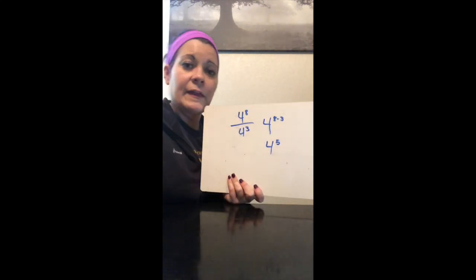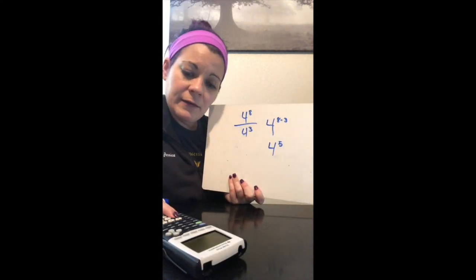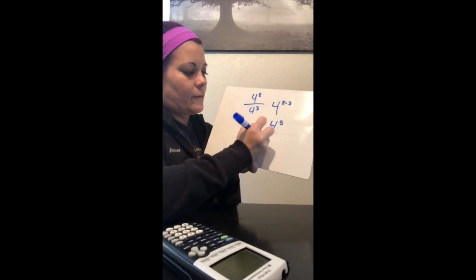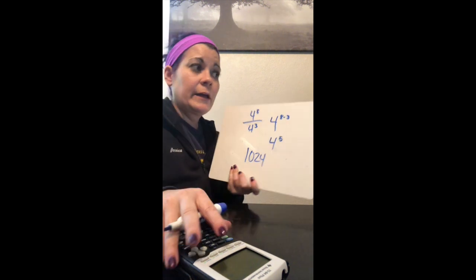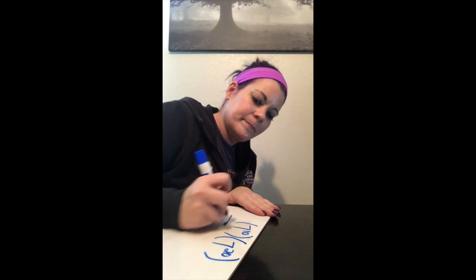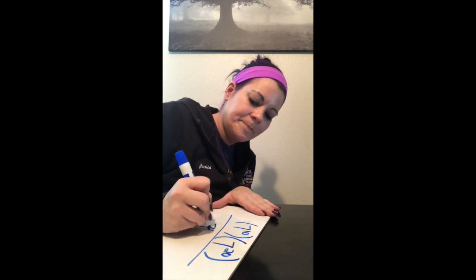So this would simplify that, and then you would simplify that and actually write it out. 4 to the 5th power is 1024. So that's my final answer. Now when it gets tricky is when you have more than one exponent property law in a problem, but you've got to follow PEMDAS too.